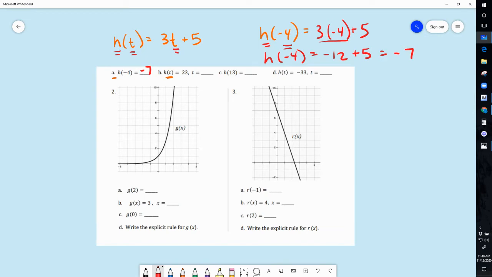So really what this is saying is that this ordered pair is true. If x is -4, y is -7. Now we know both. We knew only the x value, and now we also know the y value.